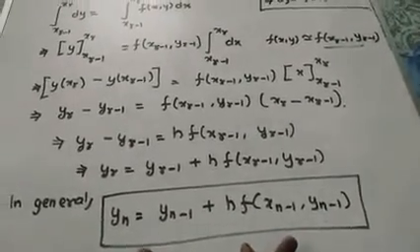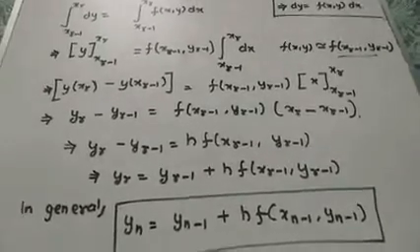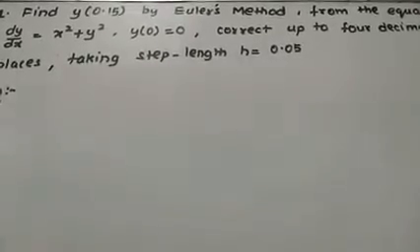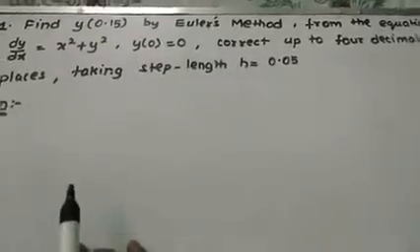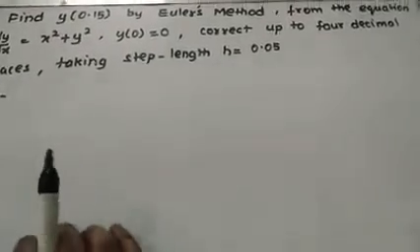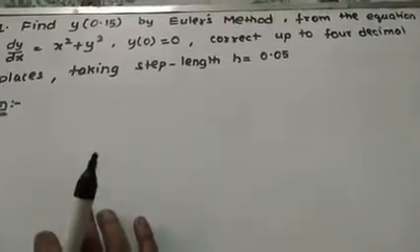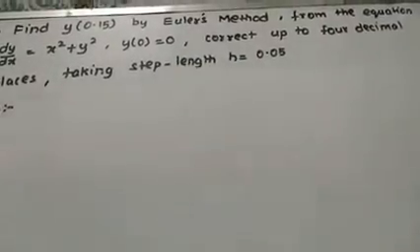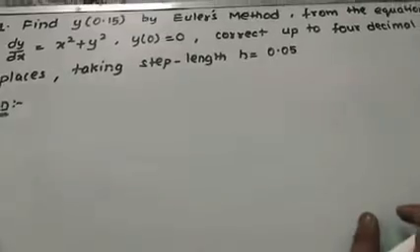Okay, so now let us solve a few questions by using this formula. The question is: find y of 0.15 by Euler's method from the equation dy by dx equals x square plus y square, where y of 0 equals 0, correct up to 4 decimal places, taking step length h equals 0.05.